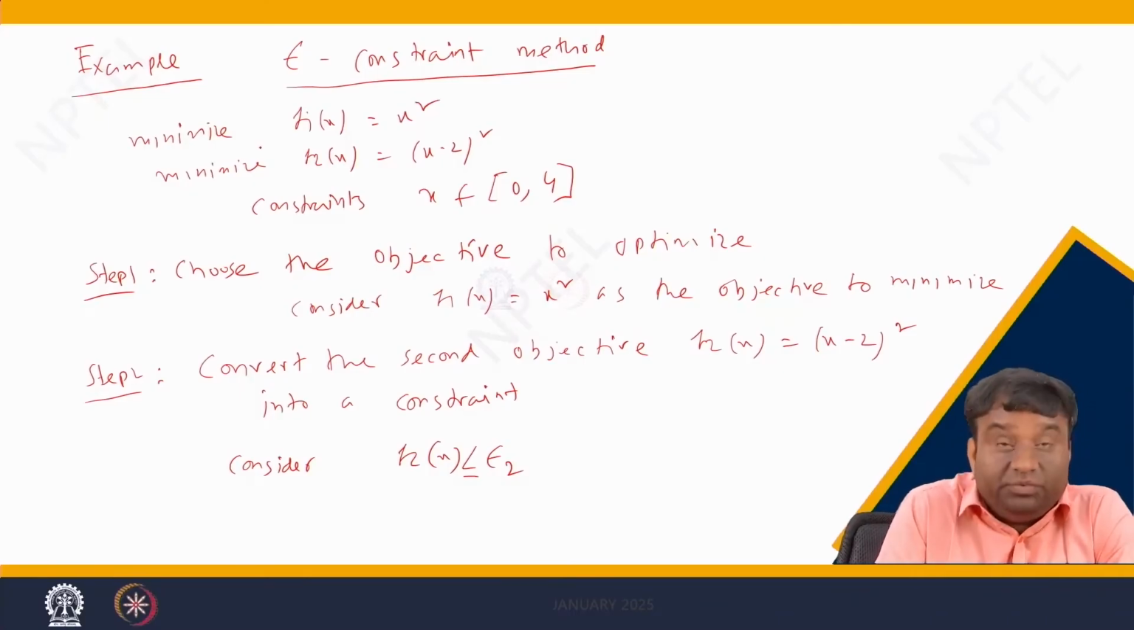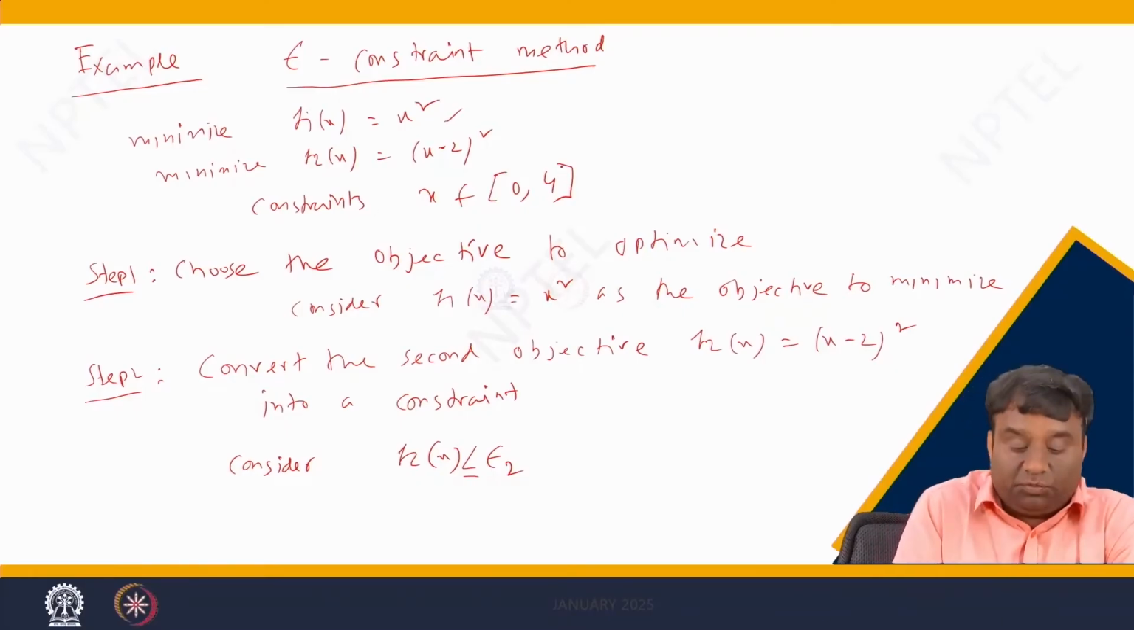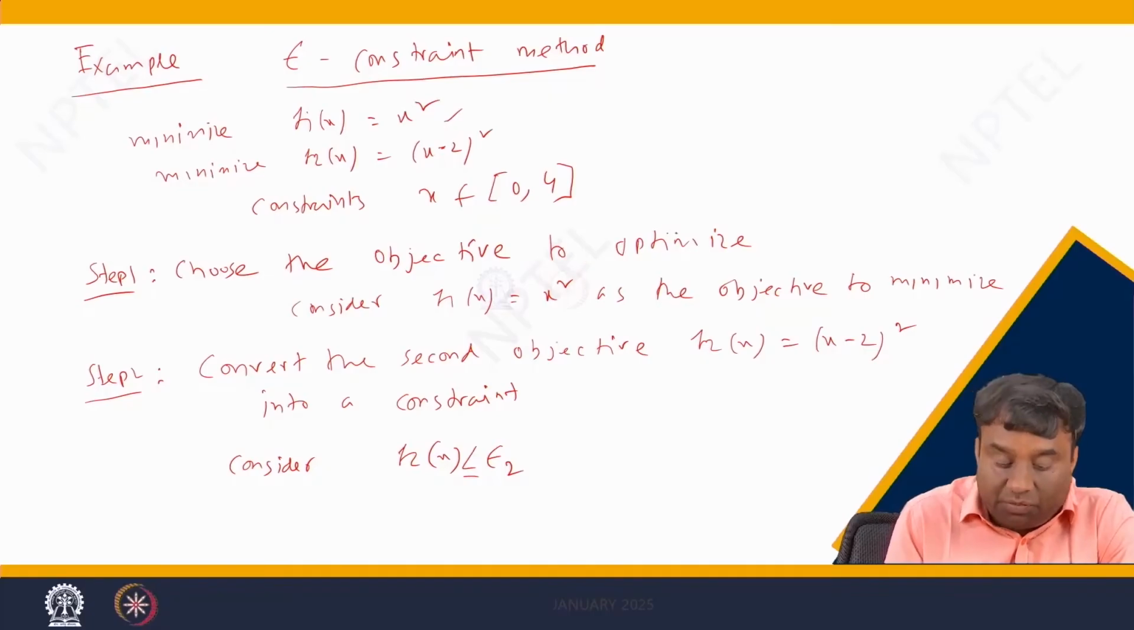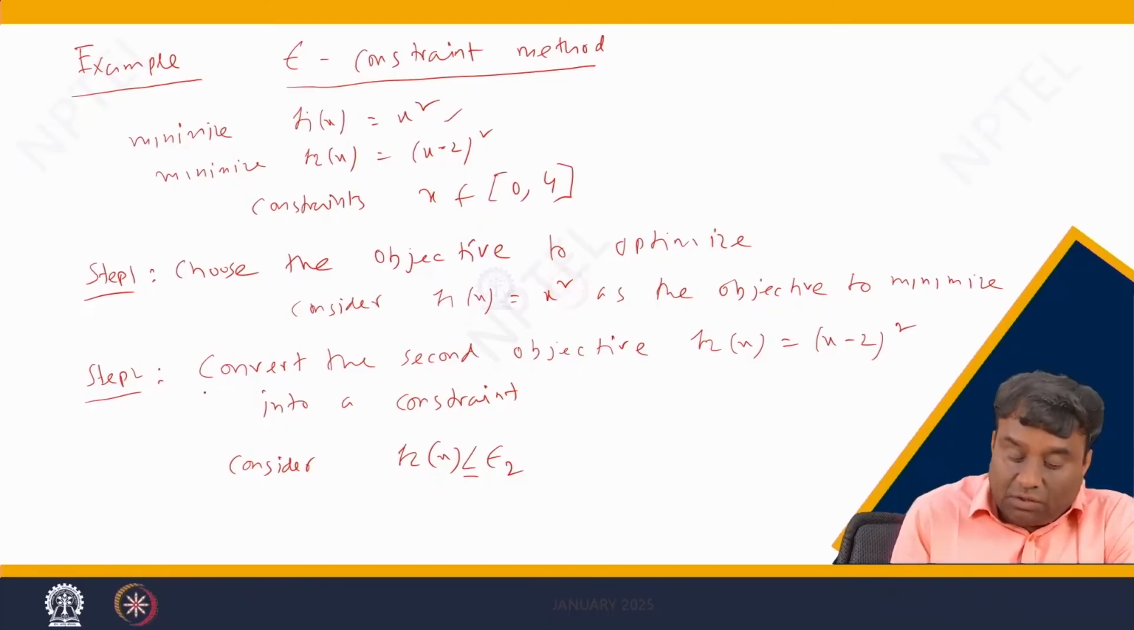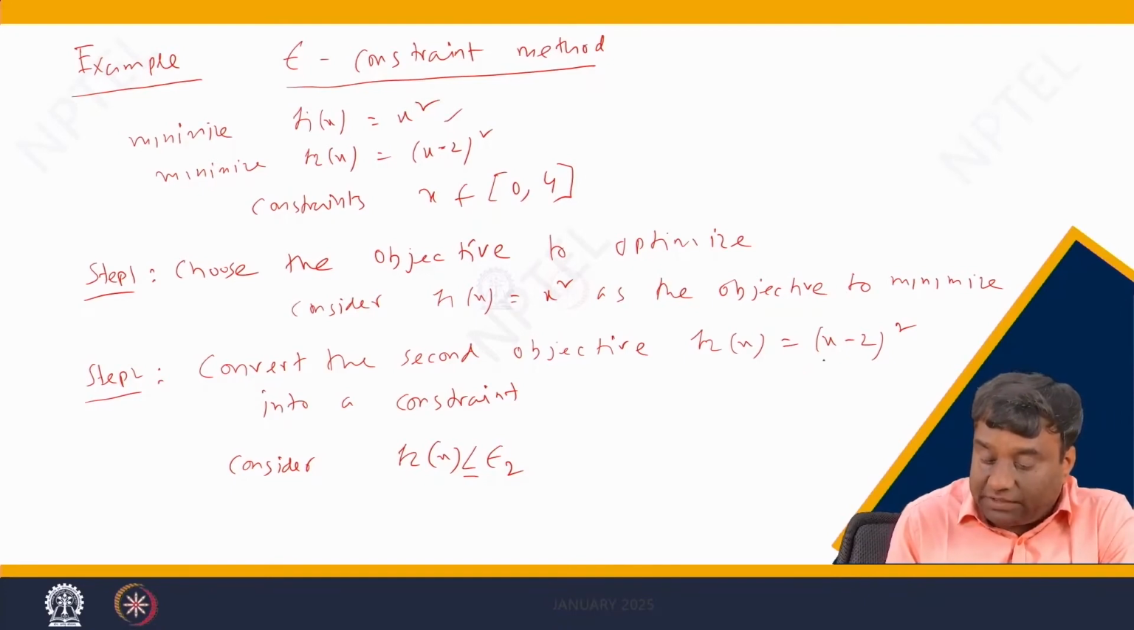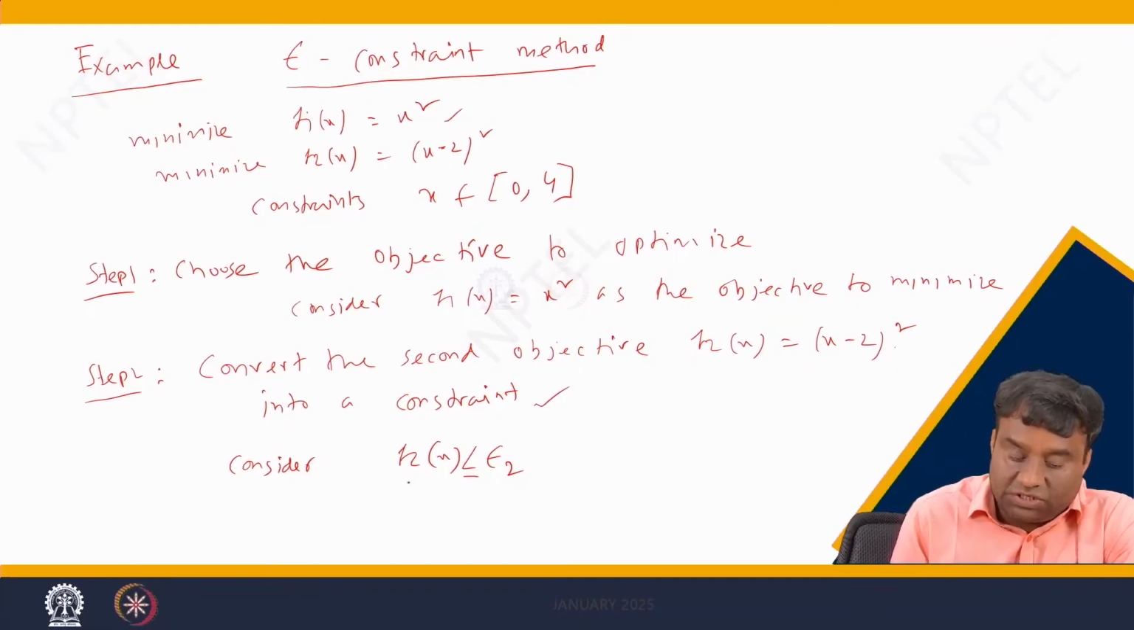Here we have two objective functions: minimize f1(x) = x², minimize f2(x) = (x − 2)². The constraint is that x belongs to 0 to 4. Step 1, choose the objective to optimize. So consider f1(x) = x² as the objective to minimize. Step 2 is to convert the second objective f2(x) = (x − 2)² into a constraint. So consider f2(x) ≤ ε2.